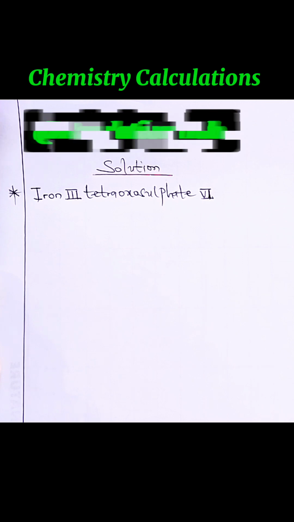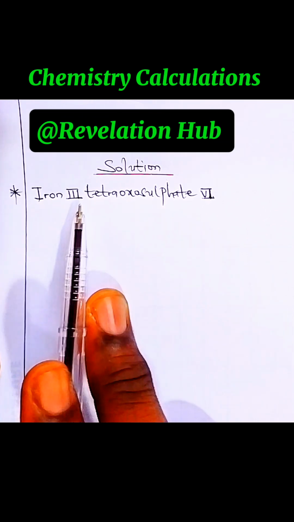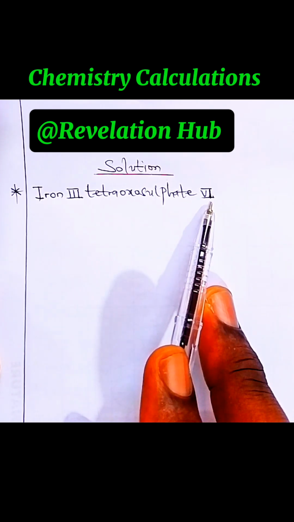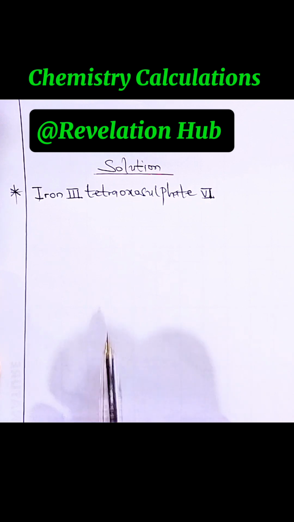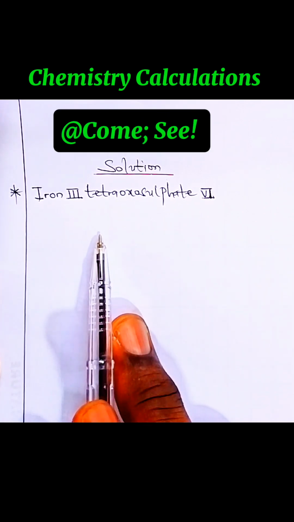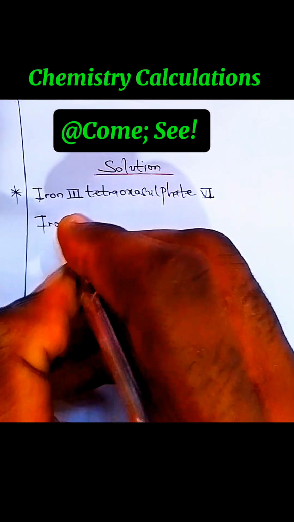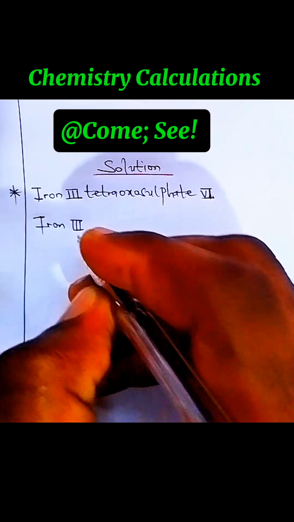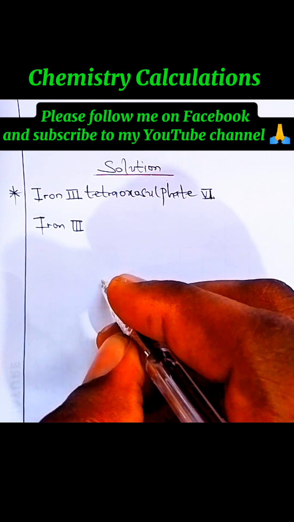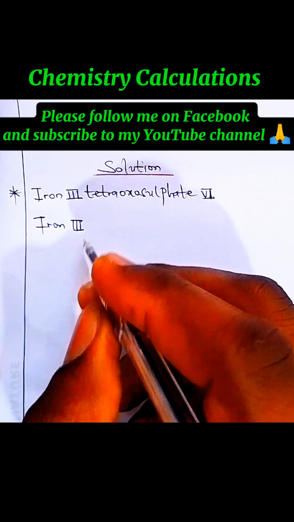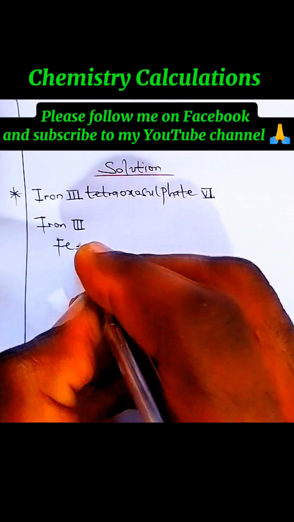So there's the first question. How do we write the chemical formula for this very compound? Iron 3 tetraoxosulfate 6. How do we do that? Don't forget that for us to do this, we need the knowledge of the valency for each of the major players involved. So the very first one we have here is iron 3. We're talking about ferrum, which is Fe. So what's the valency for iron? The valency for iron here is 3.